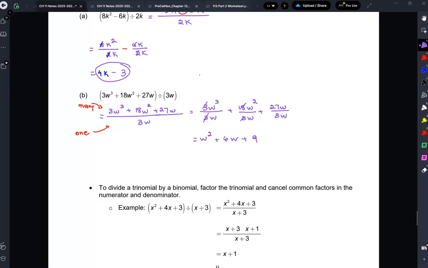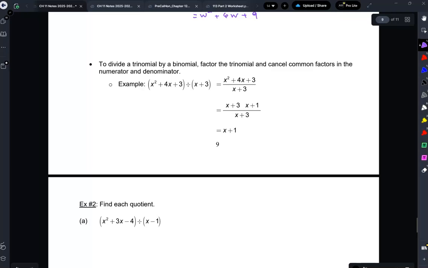Okay, now we're going to do a trinomial over a binomial. How many terms in a trinomial? 3. How about a binomial? 2. Okay, so let's see what happens here. So here I have, again, the trinomial divided by x plus 3. First, I write it as a fraction. Then, now I have the possibility of reducing. So I need to factor and put in parentheses. And then, just like we were doing on the quiz, this reduces and I get x plus 1.